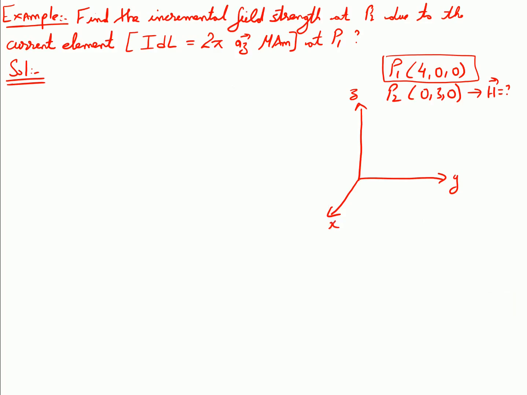So this is the origin. The first point is somewhat over here. This is P1 with the value of (4, 0, 0), and the second point is P2. It is at (0, 3, 0). We now want to know where the line element is. The line element is along aZ, so we say it is parallel to the z-axis. So this is our differential current element.